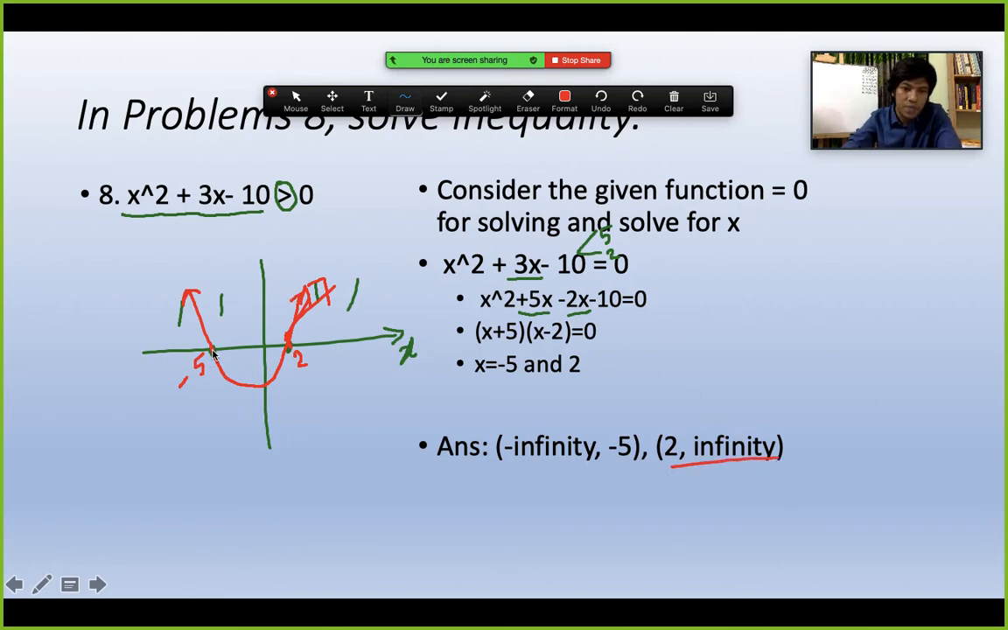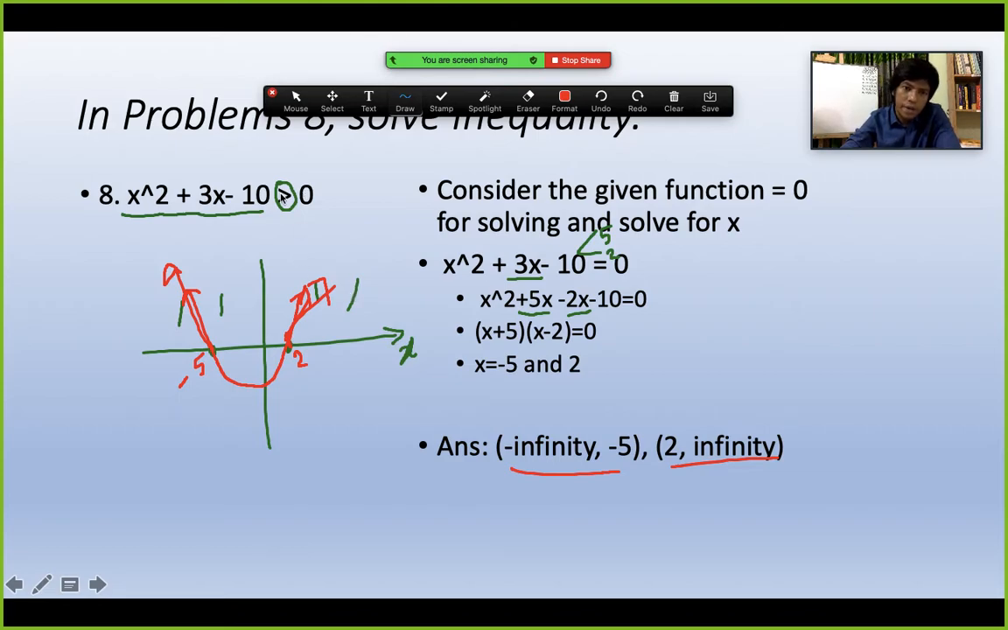And from minus 5 to minus infinity, this is also the more than 0 part, because in the quadratic function the graph will go forever in that direction. That's why from minus infinity to minus 5. So we have two solutions for greater than 0. One is from minus infinity to minus 5, and another is from 2 to plus infinity.